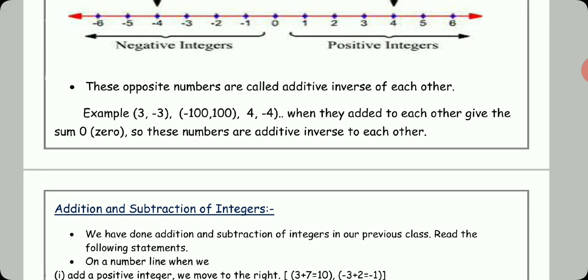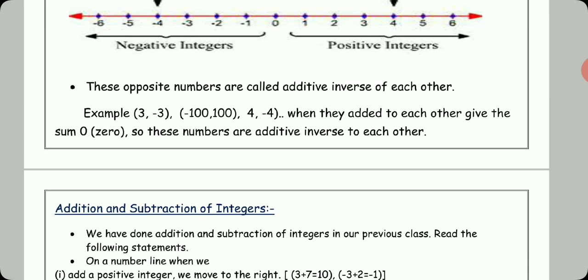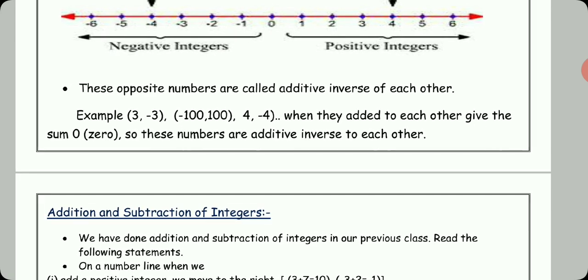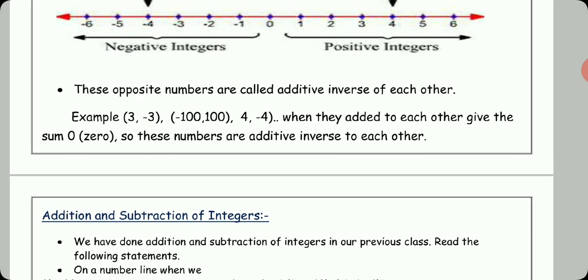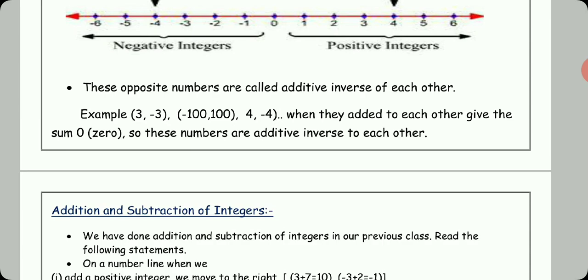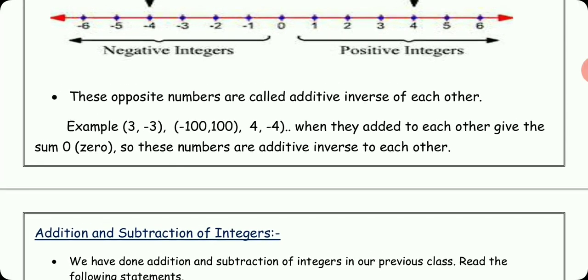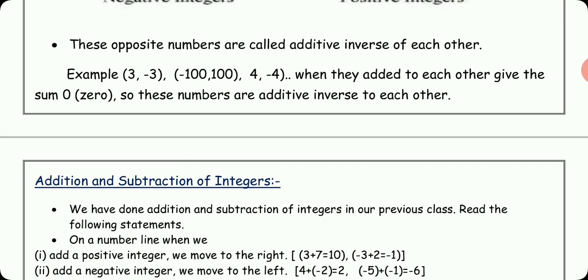So we can frame our own questions also. What is the additive inverse of -9? That is 9. 5 and -5, -100 and 100. So additive inverse is clear: when two numbers are added and the sum is 0, both of them are additive inverses of each other.